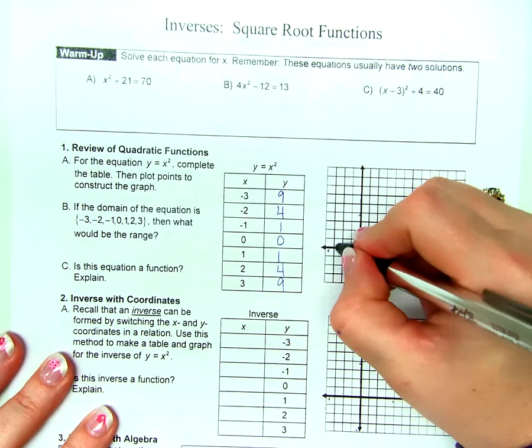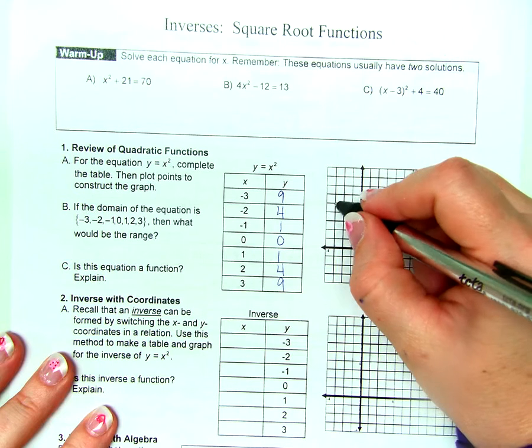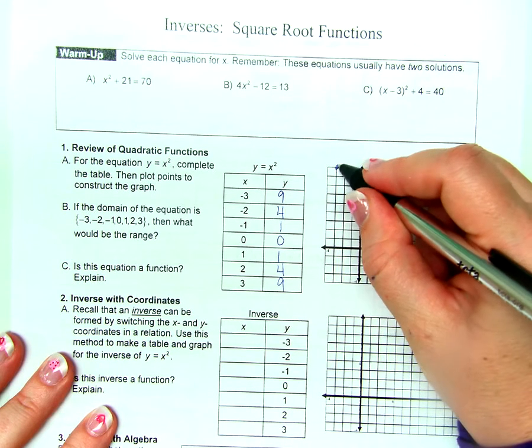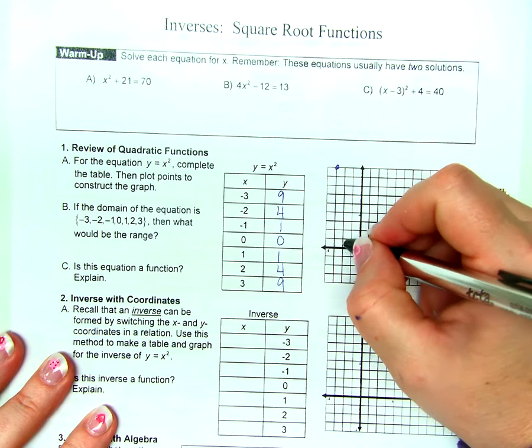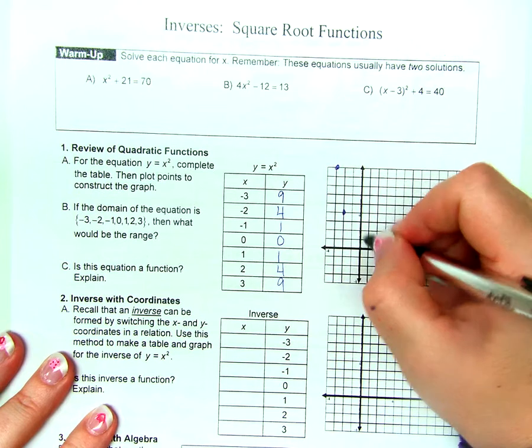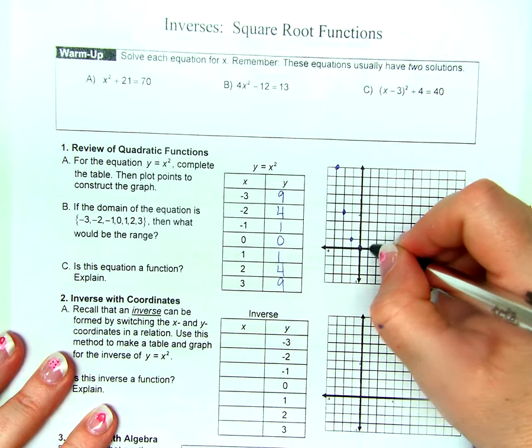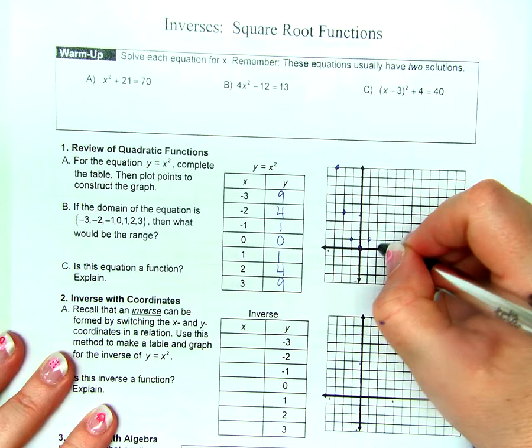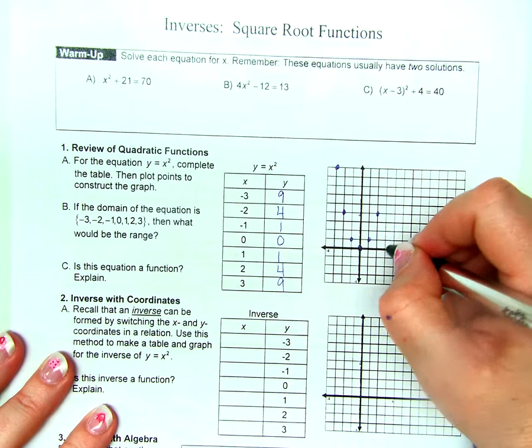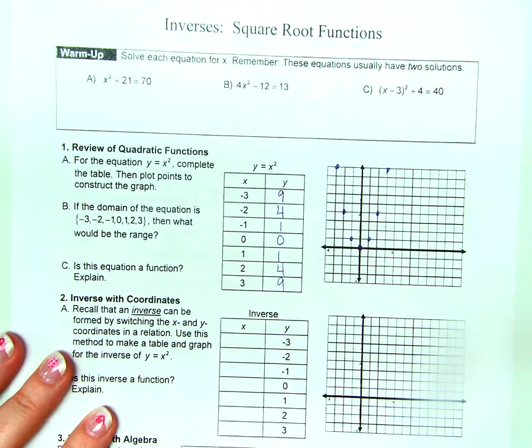Negative 3, 1, 2, 3, 4, 5, 6, 7, 8, 9. Negative 2, negative 1, 0, 0, 1, 1, 2, 4, and 3, 9.